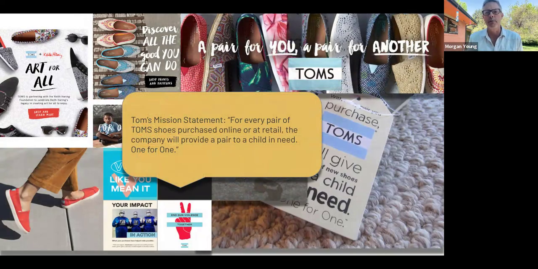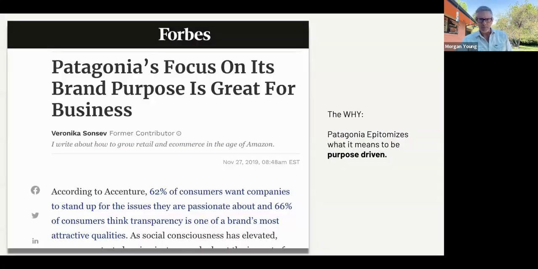And here's Tom's mission statement: for every pair of Tom's shoes purchased online or at retail, the company will provide a pair to a child in need, one for one. That's a wonderful thing. And it gives us the incentive to pay a little bit more to virtue signal. And I don't mean that in a pejorative way, to virtue signal and use our wallet to express our values.